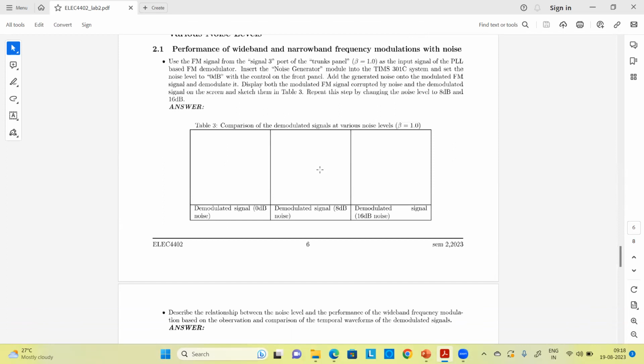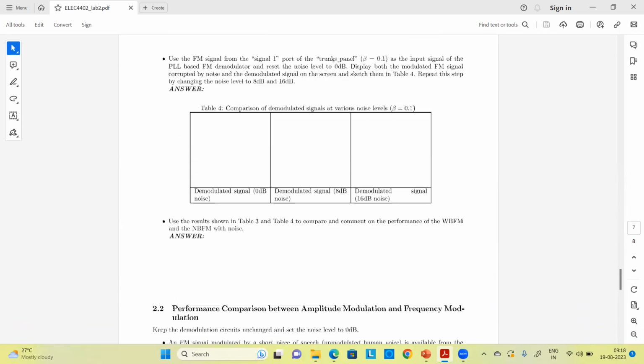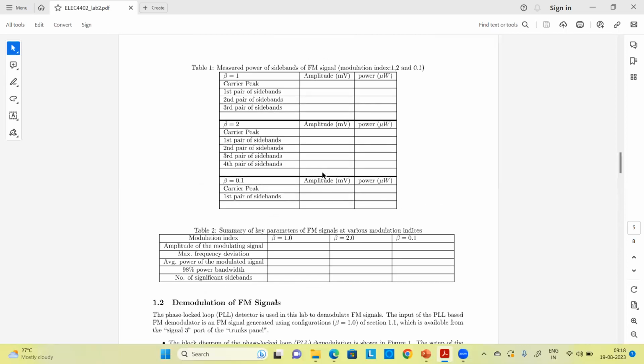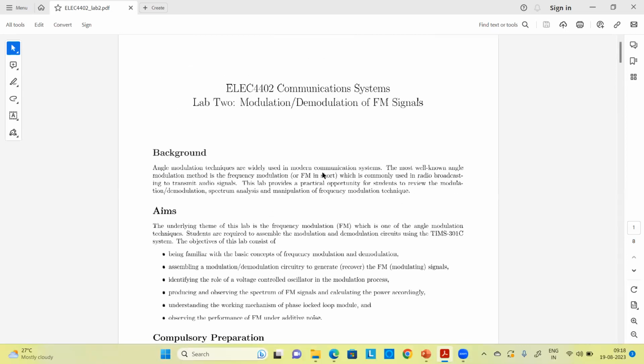So I will not be able to take this part of the values, but definitely I'll teach you about the performance comparison between the wideband and the narrowband, and later with respect to amplitude and frequency modulation. That will be it from my side. So let's get started.